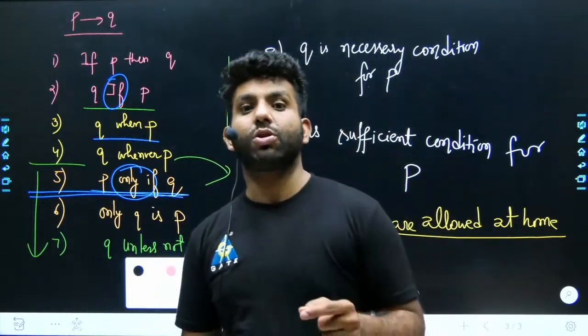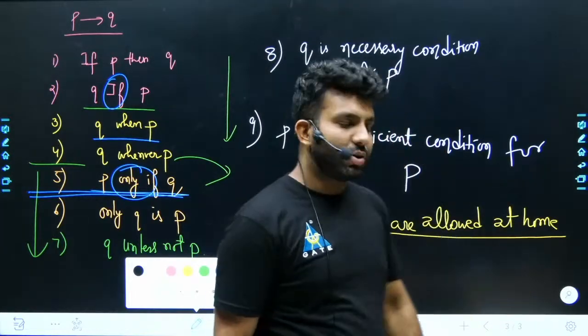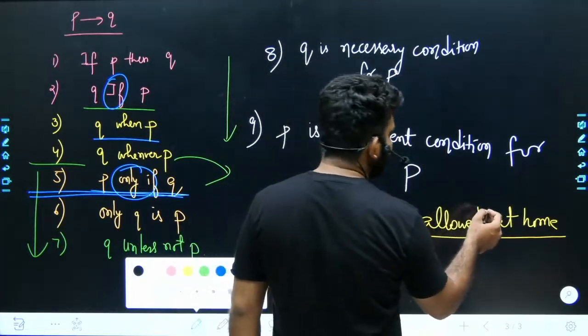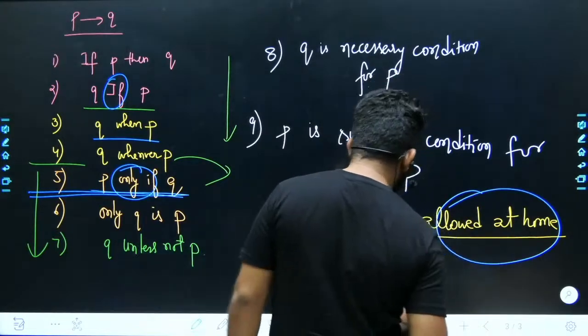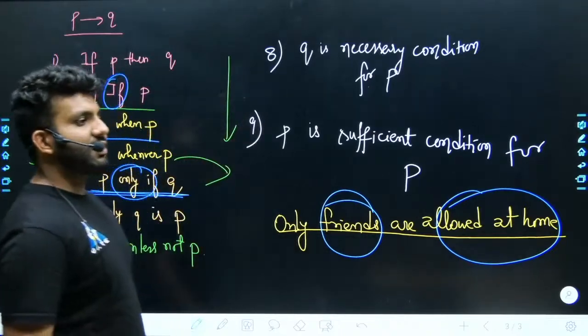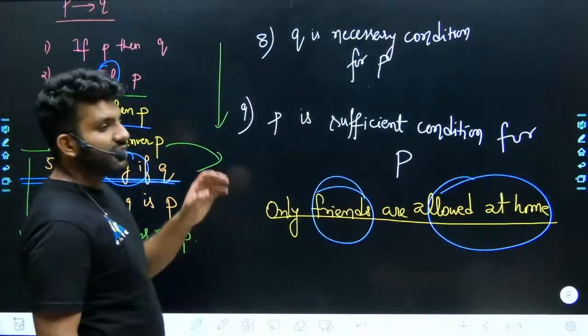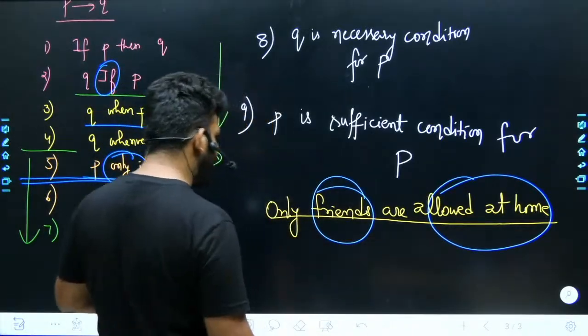But I'm damn sure that if someone is at my home, then he is my friend. So this part means if someone is at my home, then for sure he's a friend. Then he is definitely my friend. Yes or no? I hope you are getting this.